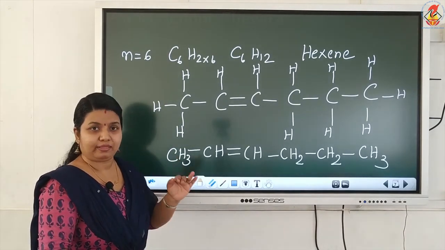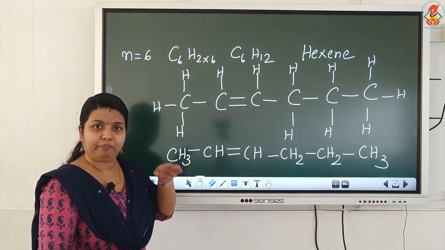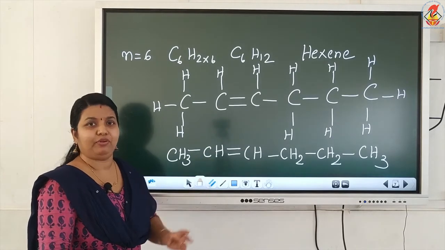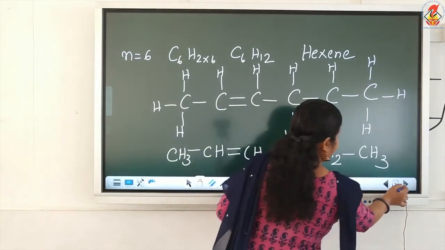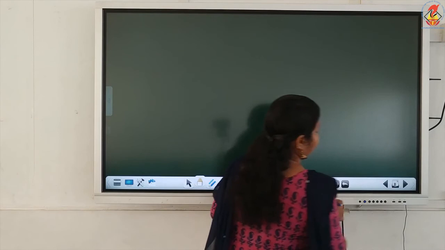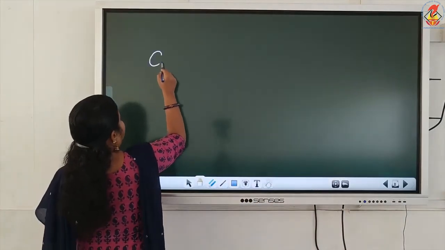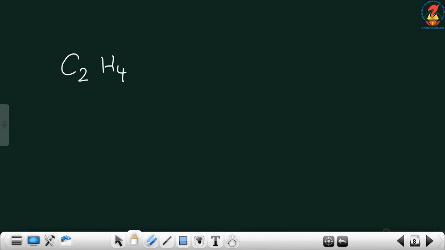So the first 5 members of the alkene series we have written. It starts with ethene, propene, butene, pentene, and this is the 5th one, hexene. Okay, so this is enough for alkene. For alkene we have written 10 members, so here 5 is enough. Now the electron dot structure, we will write the electron dot structure of the first member of the alkene series, C2H4, ethene.